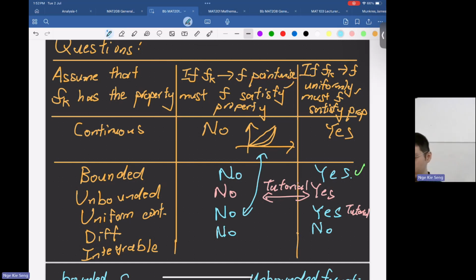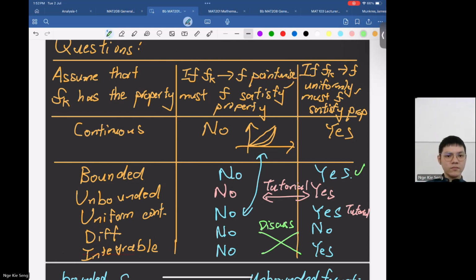Then for integrability, the answer is no and yes. If you have uniform convergence, then it is integrable for your uniform limit. So let me see which one we do the proof for. I think we will discuss four of these. Any question or not? We'll discuss four of these.